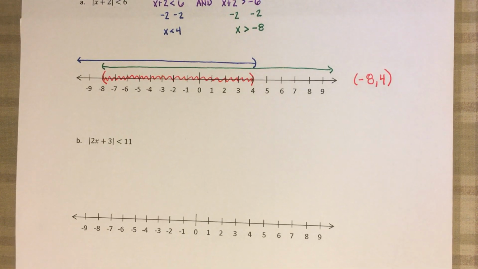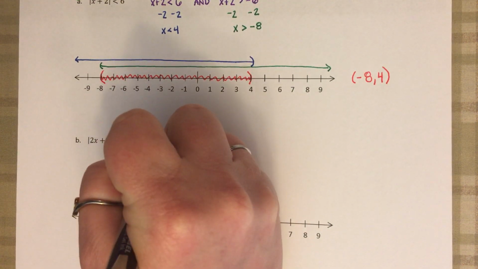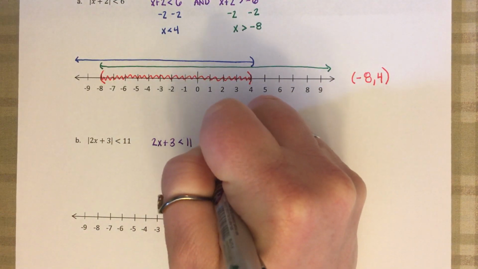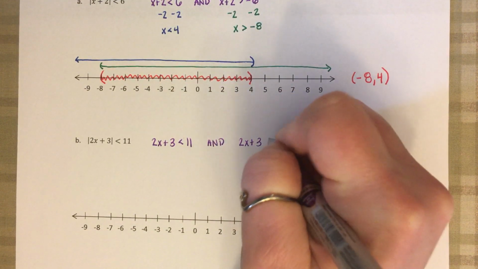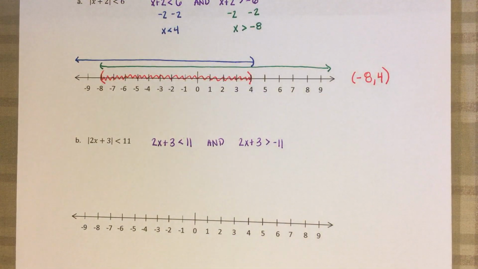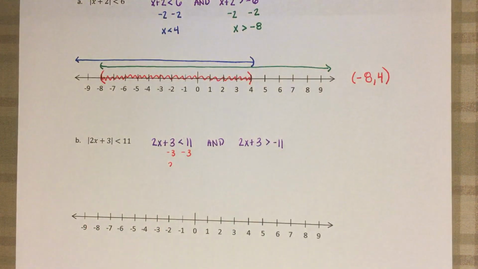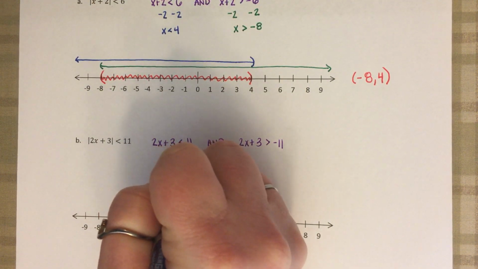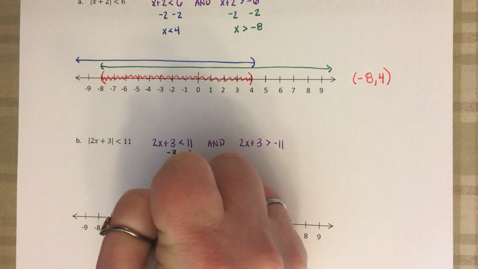Let's go ahead and do another one. Same thing we're going to do. We rewrite our inequalities. 2x plus 3 is less than 11. And the 2x plus 3 part that was in the absolute value doesn't change. But then we flip our symbol to a greater than, and we flip our sign to a negative. So we're going to subtract 3 from both sides. 2x is less than 8. Divide by 2. X is less than 4.